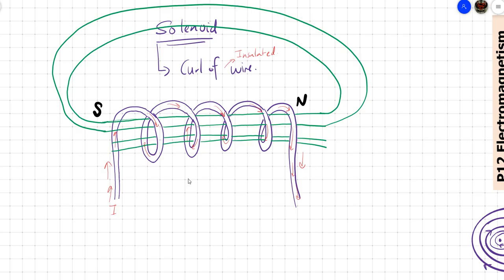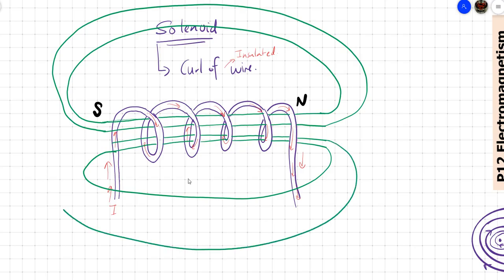Okay, and this one will go like this here, and it's going to go like this here. Okay, and the direction will be from north to south. So leave from north, goes all the way to south.